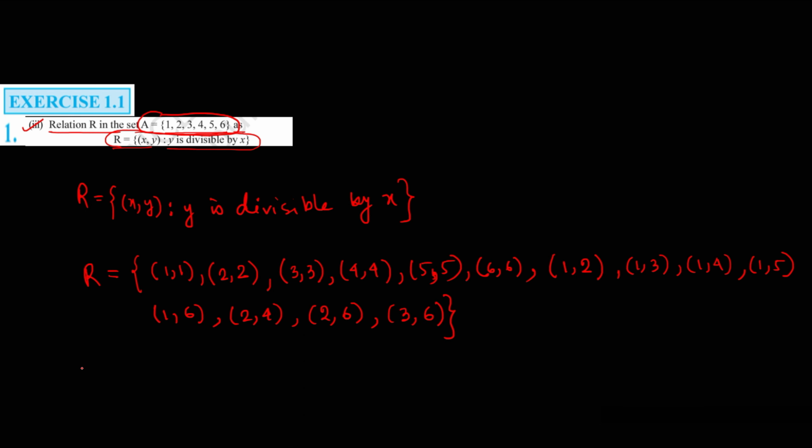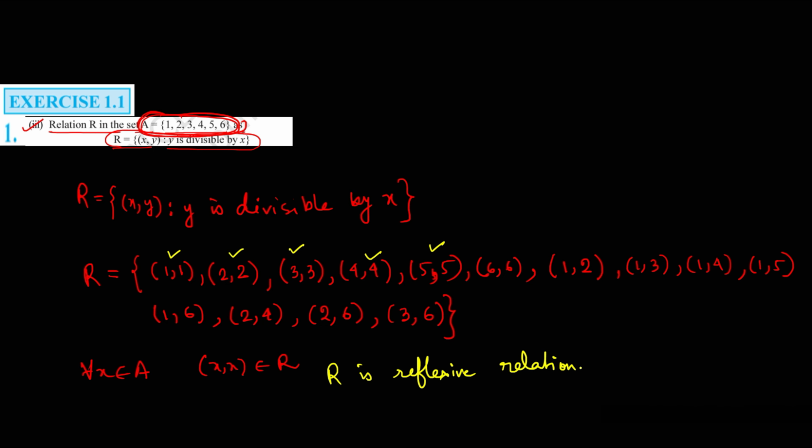So now check, for all x belonging to A, all the elements in A, whether this condition (x,x) belongs to R holds. So you can check that it is easily satisfied, because (1,1), (2,2), (3,3), (4,4) and (5,5) are in R. So R is a reflexive relation. Easily you can check R is a reflexive relation.